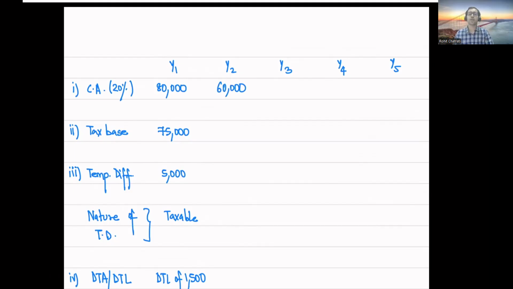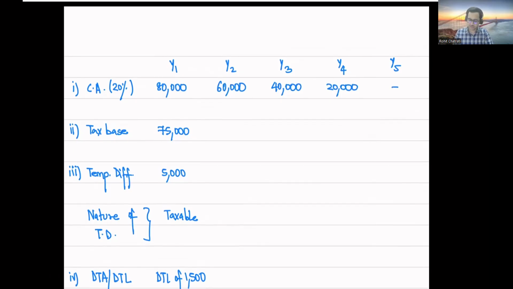Can I actually plot the carrying amount for all the 5 years? So for year 3 it will actually be 40,000, year 4 it will be 20,000, and last year it will become 0. Once I use the asset for all the 5 years, my carrying amount will be fully equal to 0. The question did not mention any salvage value, so the carrying amount is going down to 0. Every year I'm charging an equal depreciation of 20% of the cost, which is equal to 20,000.